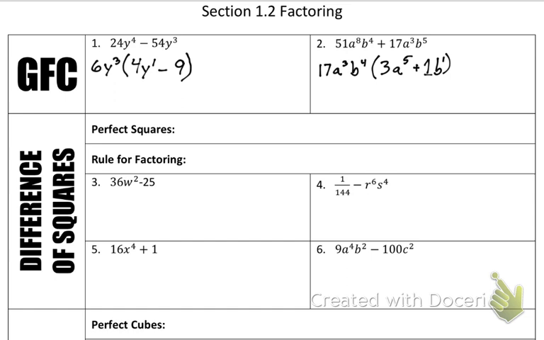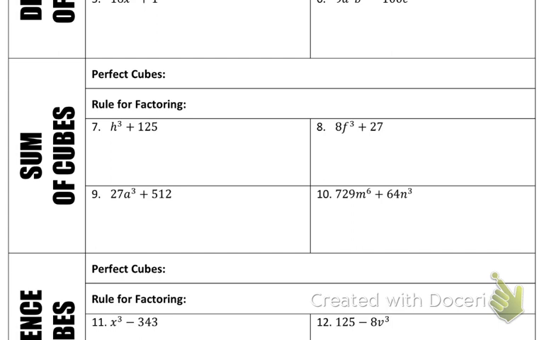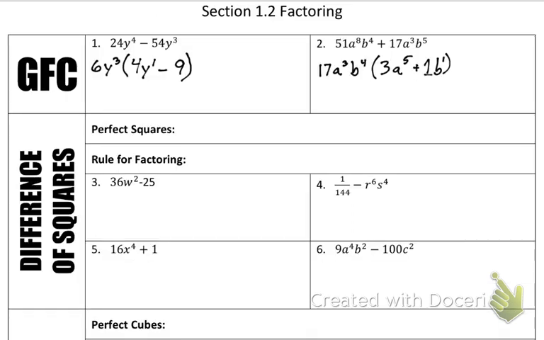Greatest common factor. Can we do that? I hope so. All right, the next thing we're going to talk about is difference of squares. When we get to difference of squares, we should recognize at least some of the squares.